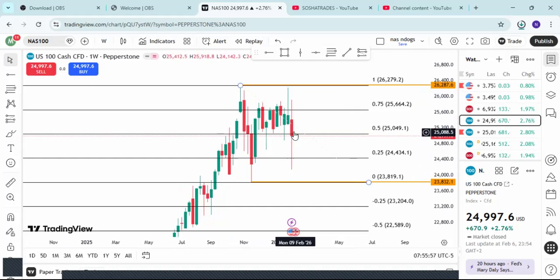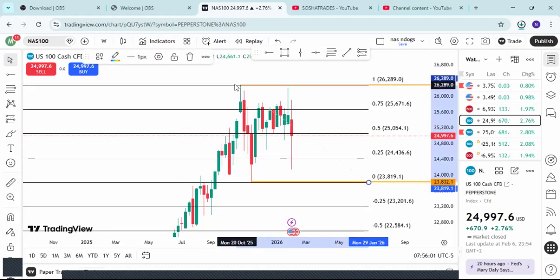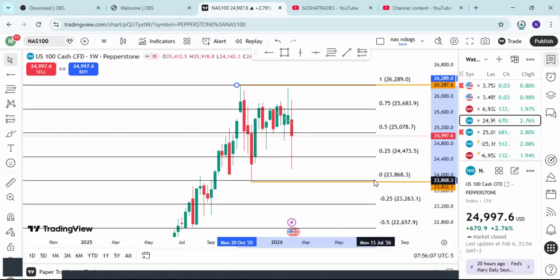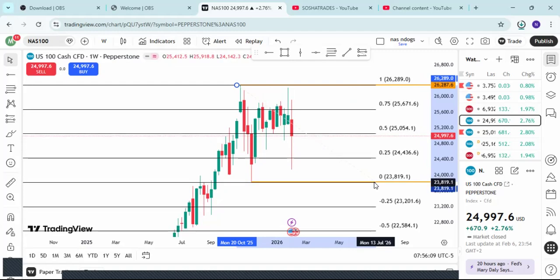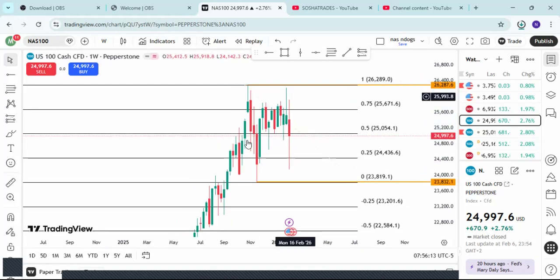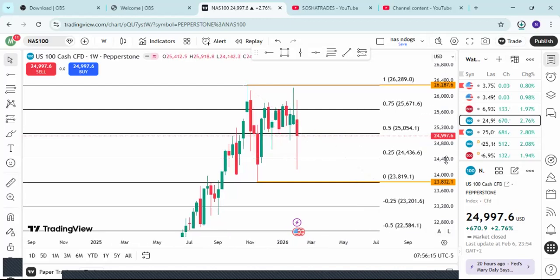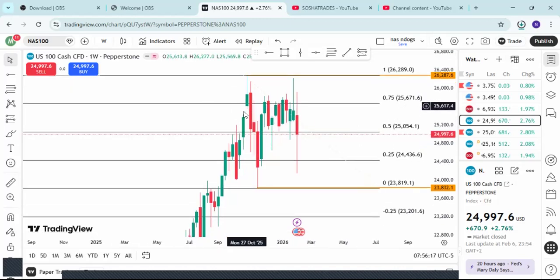Now we're here. So now we are here. We're just basically ranging here. Yes, we have this suspension block here, but we're just ranging here for the NASDAQ.